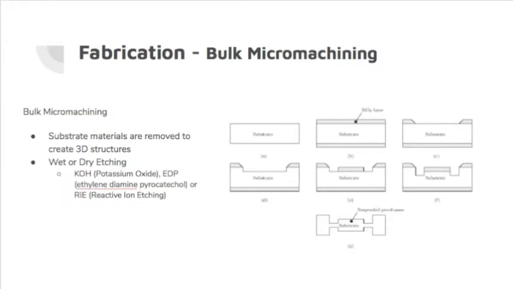Bulk micromachining, as shown in the figure to the right, is a process in which substrate materials are removed to create 3D structures through wet or dry etching. Three types of etching are potassium hydroxide, ethylene diamine pyrocatechol, or reactive ion etching.